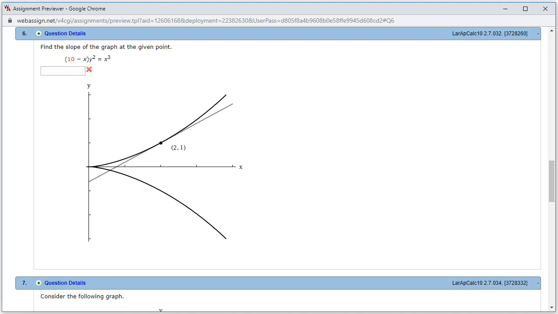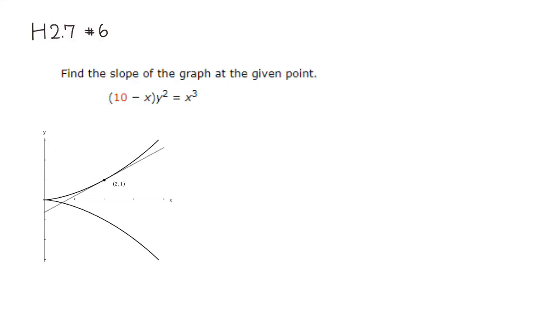All right, let's look at homework 2.7, problem number 6. We want to find the slope of the tangent line to this given curve at the point (2, 1). All right, so let's do that.